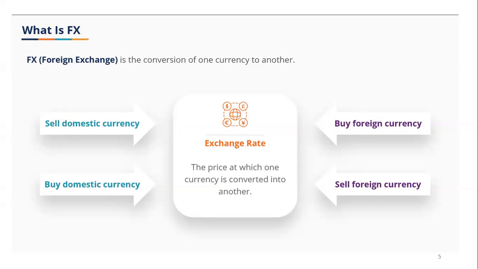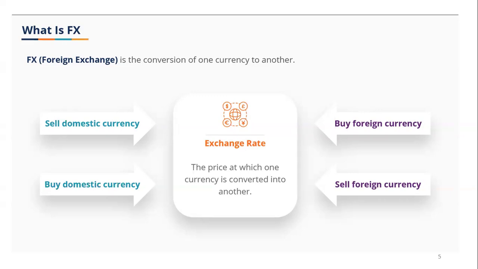So this is the official introduction of our course. And in this section, you're going to understand the basics, what is the Forex market, and a bit of history as to why the Forex market came into existence.